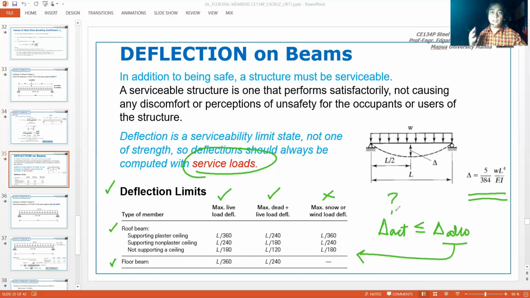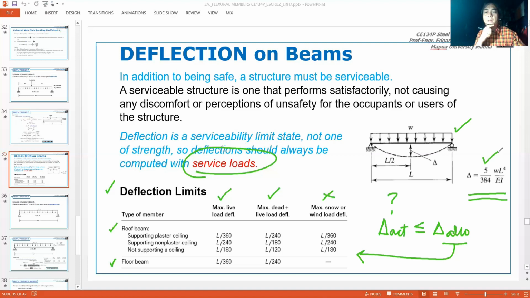From theory of structures, you can use the double integration method, area moment method, or conjugate beam method to solve for the actual deflection of these beams, unless it is easy to give, for example, a simple beam with uniform load. That is the most common, so you should memorize it. The deflection of a simple beam with uniform load is 5 WL to the 4th over 384 EI.